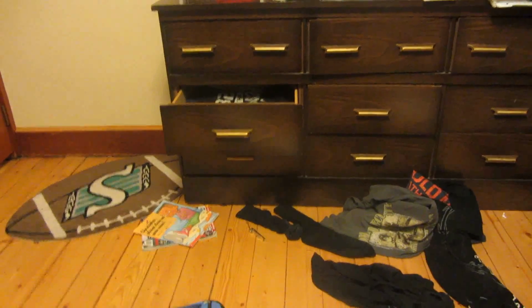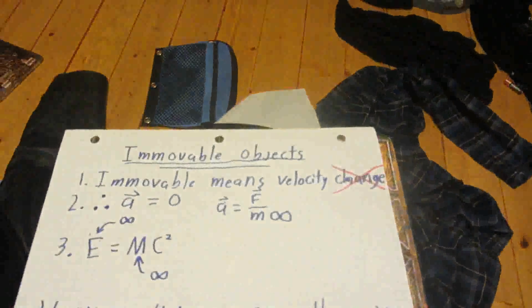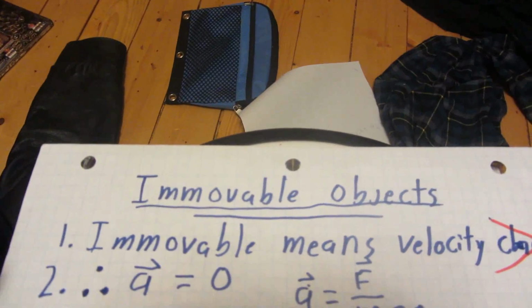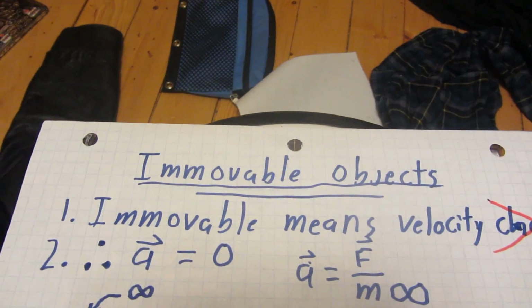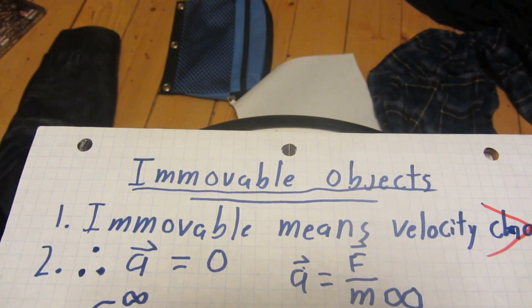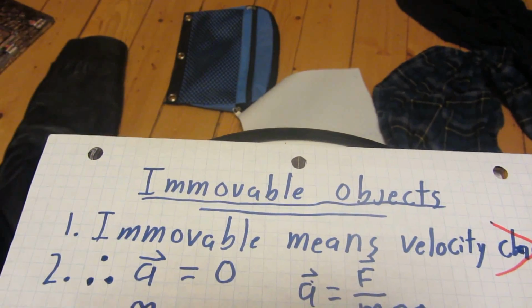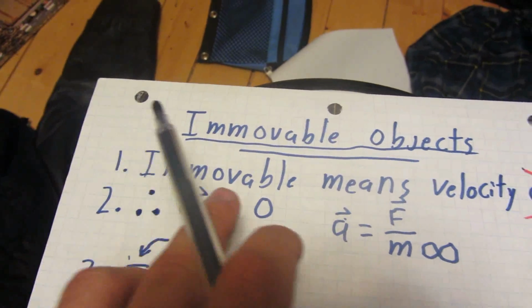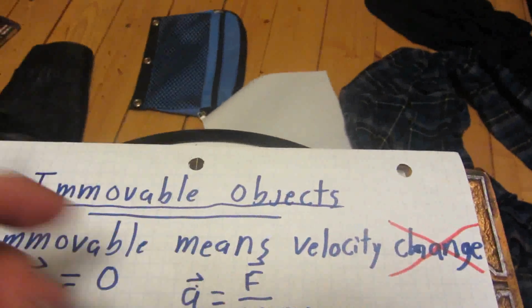Today we're going to be talking about what happens when an unstoppable force meets an immovable object. Alright, so let's start with immovable objects. First of all, we need to define immovable. An immovable object is something that if it were sitting on the sidewalk and you tried to push on it, you could not get it to move, obviously. So, you cannot give it velocity. Immovable means velocity cannot be changed.